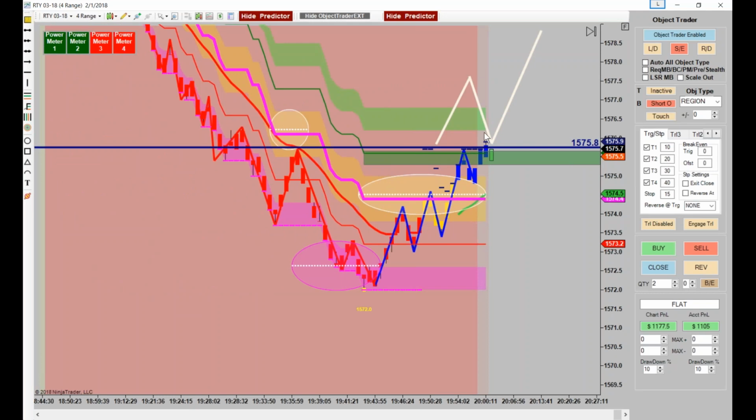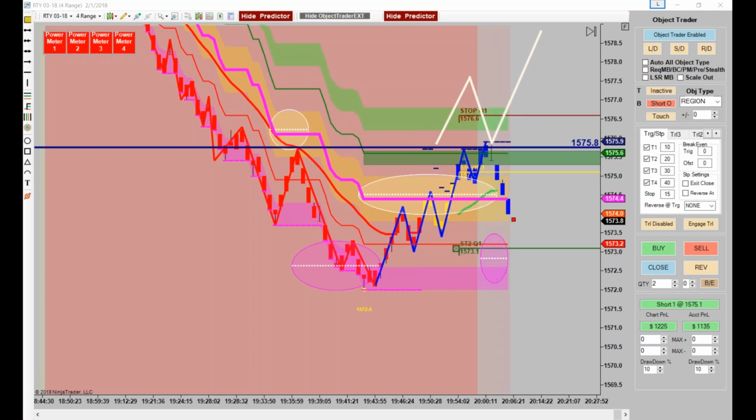Now, if it does break up above here, you notice that I don't have my long on, so it's not going to hurt me. I'm not trying to take a breakout here. Now, if it does break out, then power to it. We'll get it on the flip side when it actually retraces. Okay, let's see if we can get this one. Okay, we got our short.